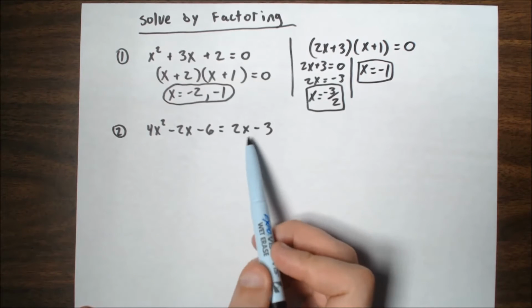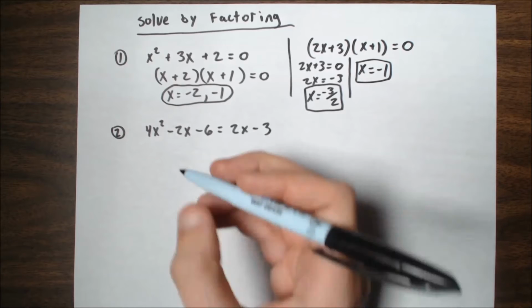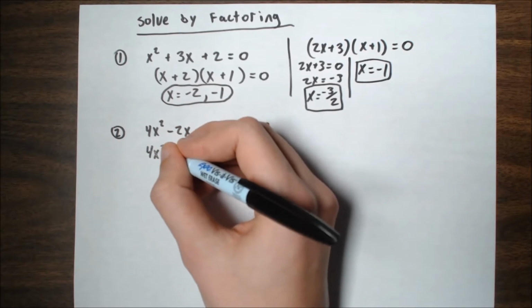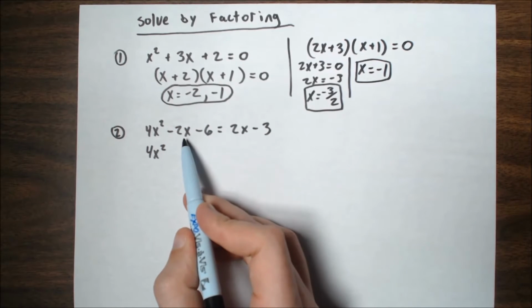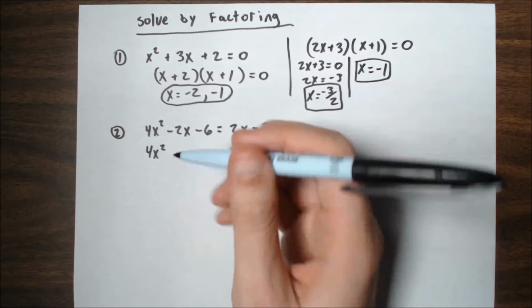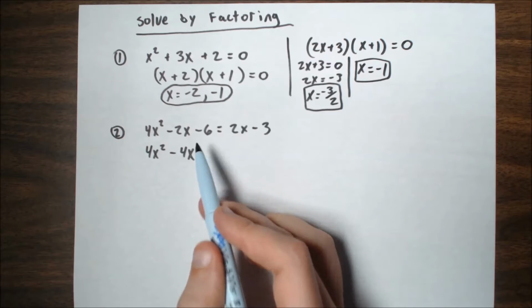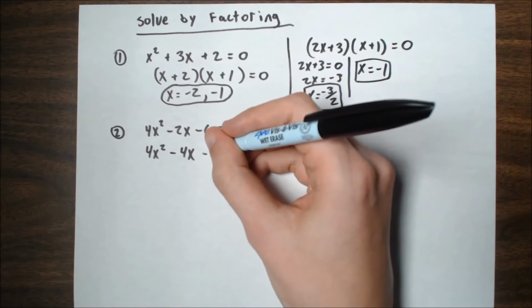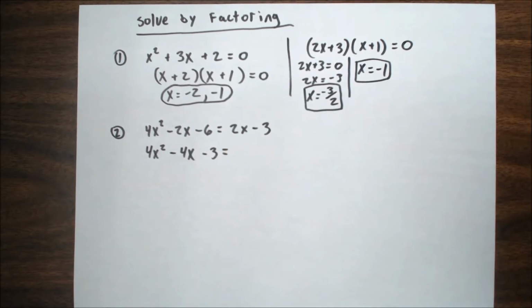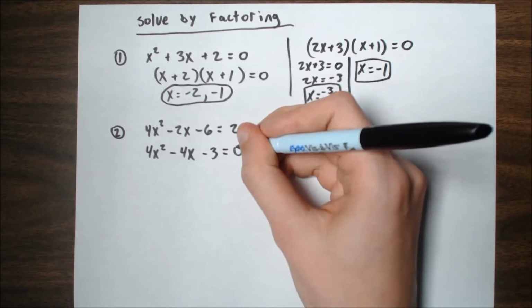So I'm going to take this stuff on the right and I'm going to move it over to the left. Okay, so I'm still going to have 4x squared. I'm going to subtract the 2x from the negative 2x that's over here already, which is negative 4x. And then I need to add 3 to the negative 6, which gives me negative 3. Okay, and now I've just got 0 over here.